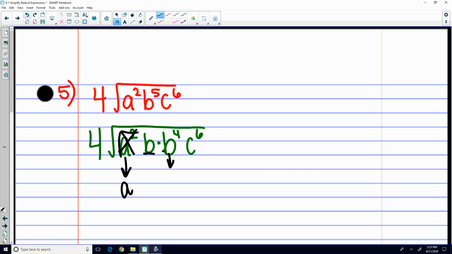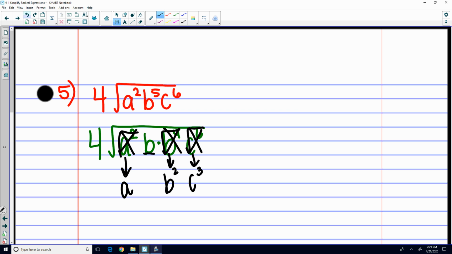The square root of b to the 4th is b squared. We simply halve the power to take the square root. And that means the square root of c to the 6th, because I can do that because it's even, is c cubed, and that is gone. I like crossing them off as I take the square root, so I know I don't rewrite them.